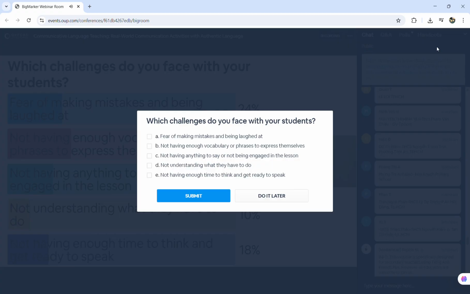20% not having anything to say. 11% not understanding what they have to do. And 17% of you have chosen not having enough time to think and get ready to speak. Again, feel free to type extra ideas into the chat box if there's anything I haven't included here. But I'll just leave a little time to see if any extra answers come in.